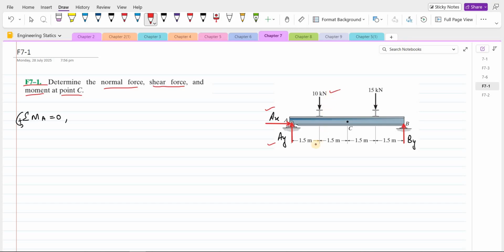This 10 kN force is trying to rotate the beam in clockwise direction about the point A, so the moment produced by this 10 kN force will be taken as negative. And the moment arm is 1.5 meters. This 15 kN force is also trying to rotate the beam in clockwise direction about the point A, so the moment produced by it will be taken as negative. So we have negative 15, and the moment arm is 1.5 plus 1.5 plus 1.5, so 4.5 meters.